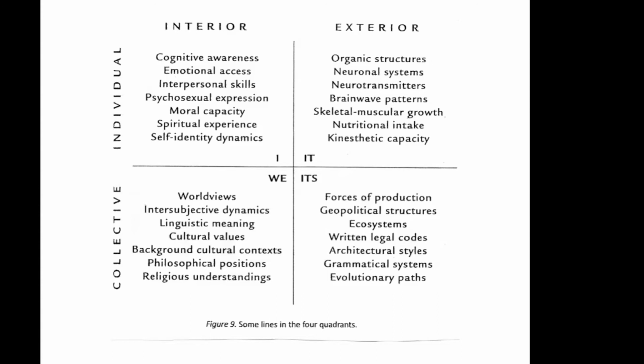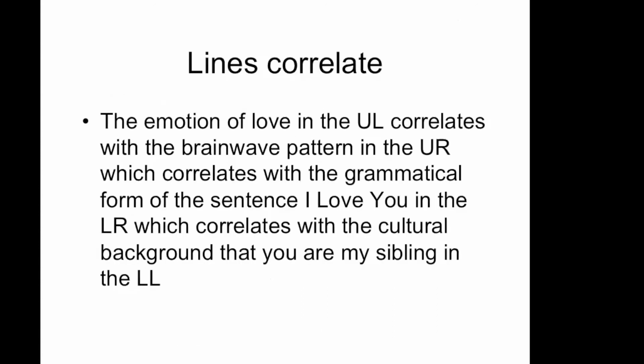Now, this is just a snapshot. There actually are way more lines than this; these are just some examples. So I gave the example of the emotion of love in the upper left, which correlates with the brainwave pattern in the upper right, which correlates with the grammatical form of the sentence "I love you" in the lower right, but also correlates with the cultural background that you are my sibling in the lower left. Or you are my wife could be another example in the lower left.